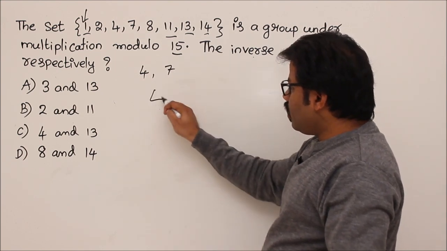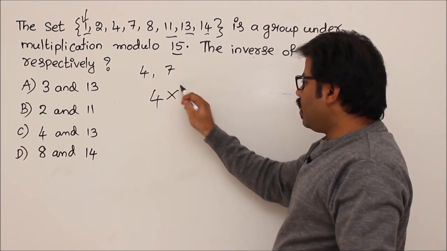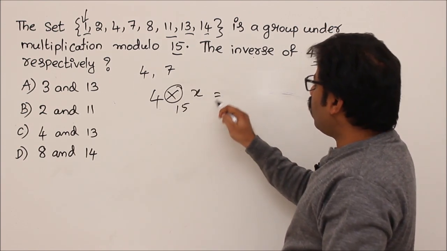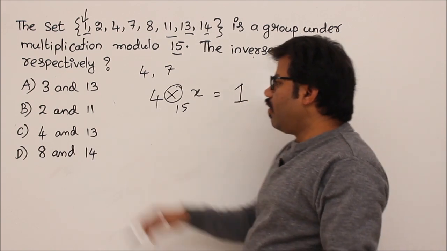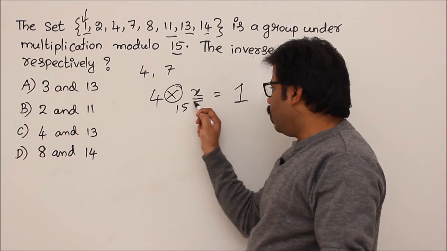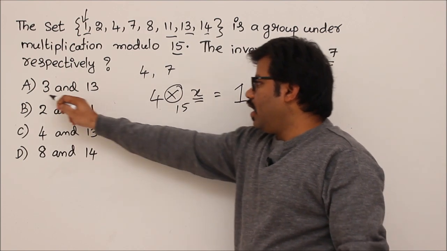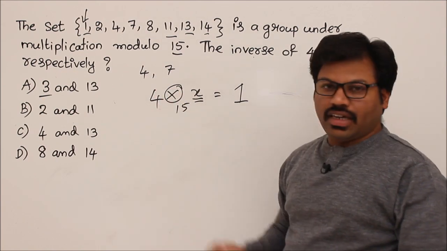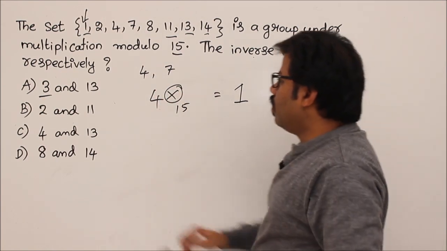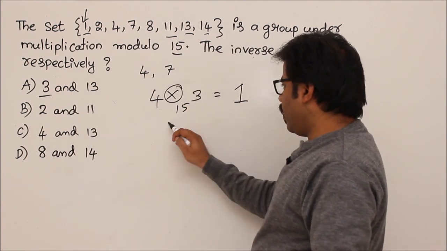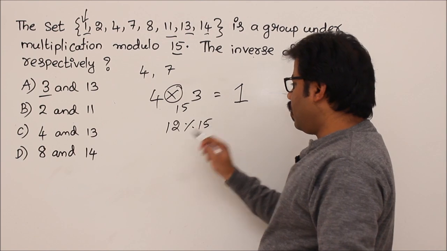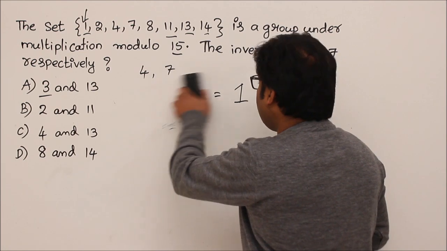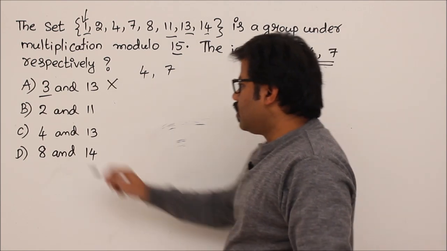What is the property of the inverse of 4? Let the inverse of 4 be x. Then 4 multiplication modulo 15 x equals the identity element, which is 1. I will directly jump to the options and substitute the x values, 3 and so on. If I get 1, then there is a possibility that it is the correct answer. Let me substitute x value 3. 4 times 3 is 12. Remainder with 15 is 12. Is it 1? No. Then 3 is not an inverse of 4. Option A is wrong.